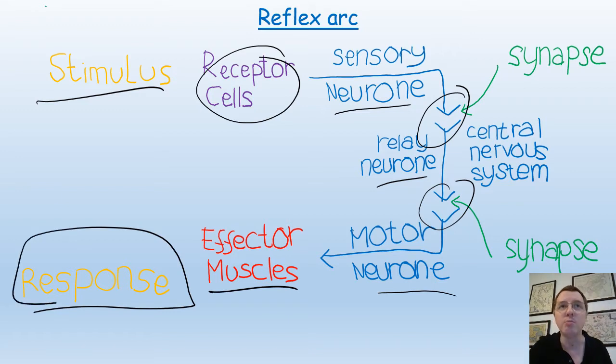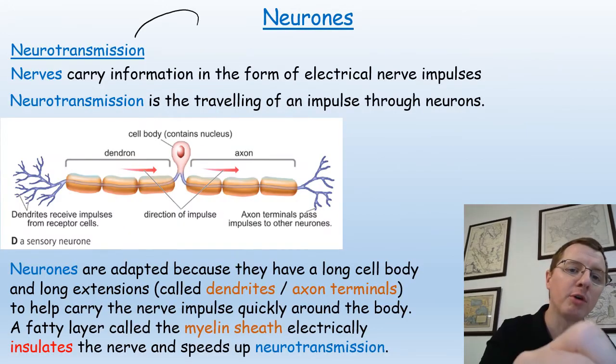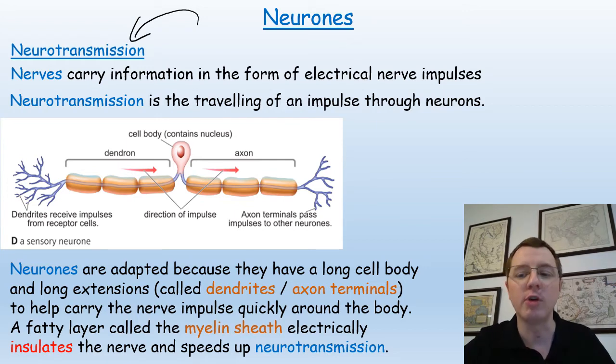And this response must be very, very fast to prevent any damage to your body. So that's what a reflex is. It's an incredibly fast system. But how is it so fast? Well, in this video we're going to look at these different neurons that are in this reflex arc and see how they're adapted to make certain that the electrical nerve impulse can travel extremely quickly around your body, creating very fast responses to stimulus.